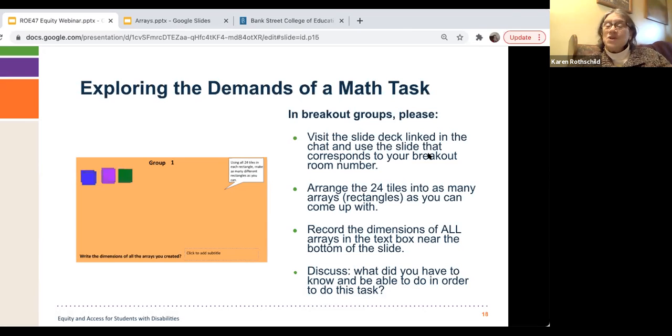Okay, so when you're ready, go in your groups, make a bunch of rectangles, find the dimensions and think about what we call the demands of the task. What kind of abilities do you have to have? And knowledge and skills, math-wise or anything else in order to do the task.